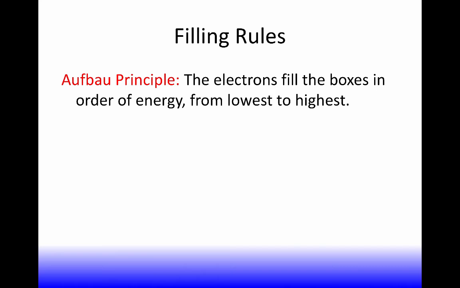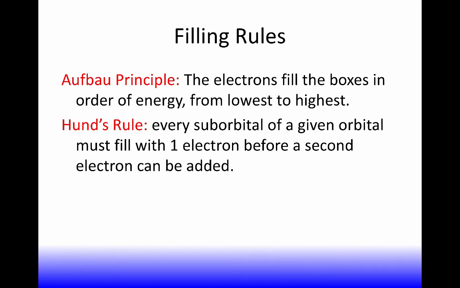The Aufbau principle simply states electrons fill the boxes in order of energy from lowest to highest. Okay, so that's pretty straightforward. I've been mentioning that all along. Hund's rule is every suborbital of a given orbital, so if you've got a p orbital broken into px, py, and pz, each of the x, y, and z's has to get 1 electron in it before you can add a second one. So you can't put 2 electrons in a px, 1 in a py, and leave pz open. It's energetically unfavorable. Okay?